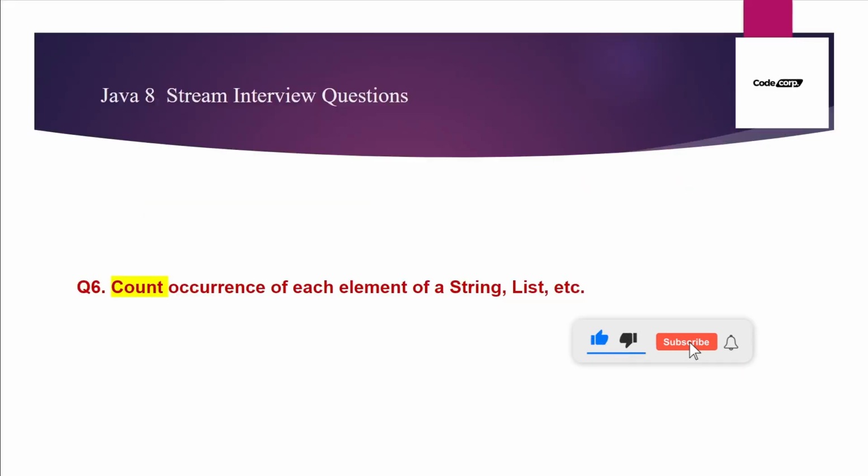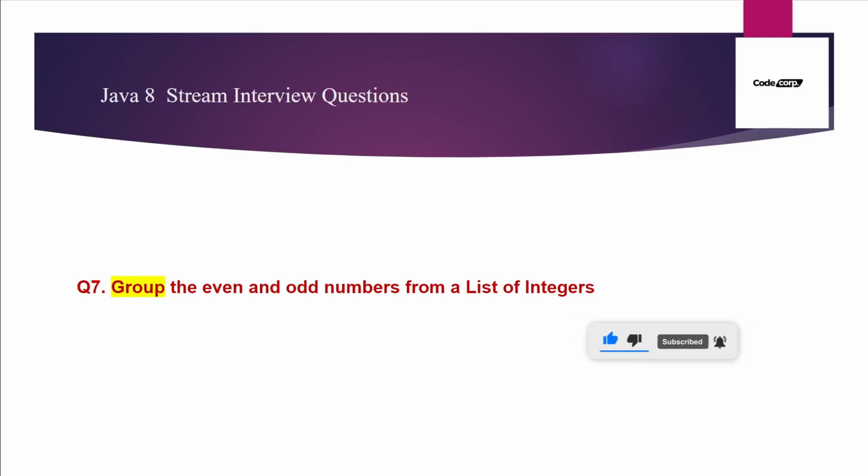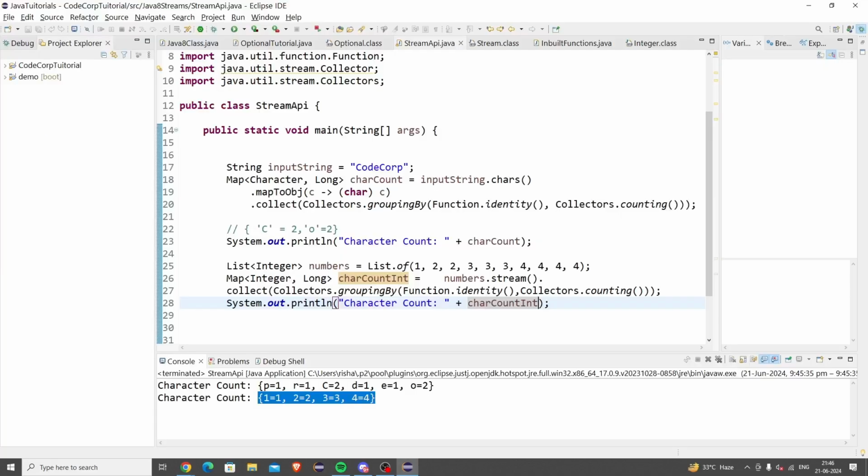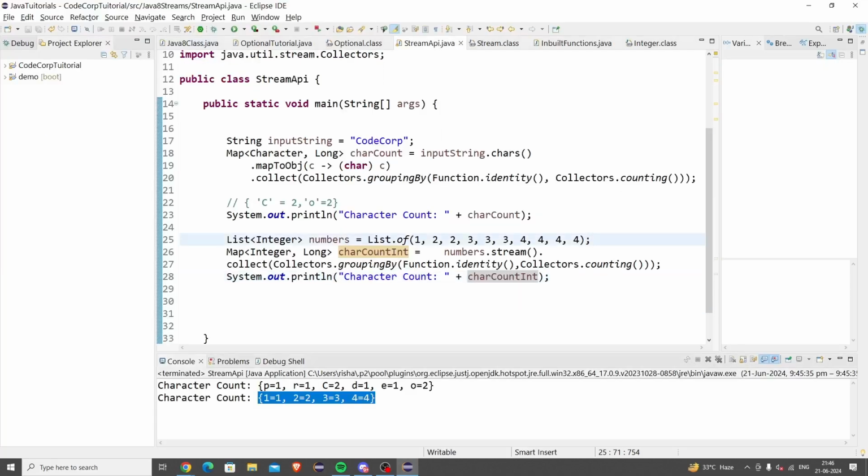Let's move toward the next question, which is: group the even and odd numbers from a list of integers. Again we have grouping here, so again we have to apply the groupingBy method from the Collectors. We are going to have a list of integers, and we are going to apply a Collectors.groupingBy based on that particular function. Let me do that. Take this list as an input.